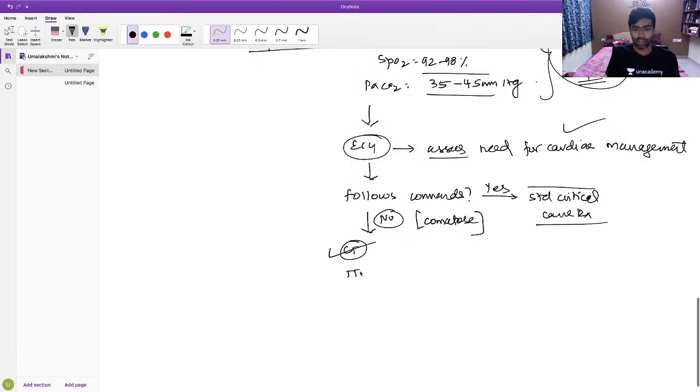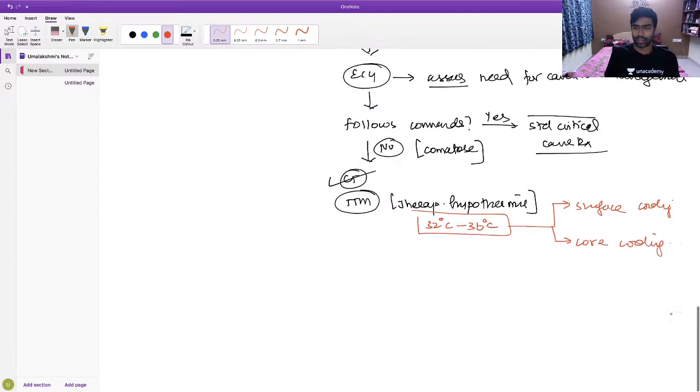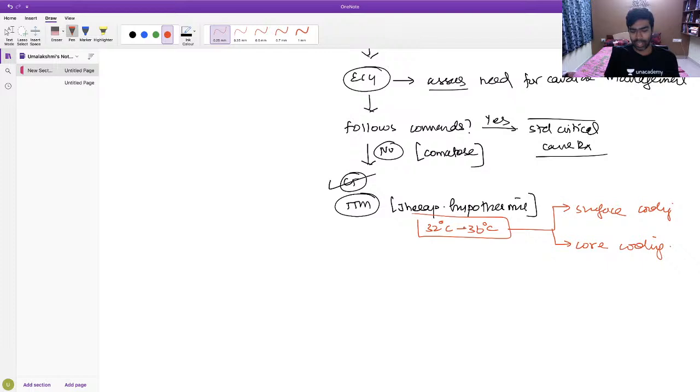And then I need to do something called targeted temperature management, that is TTM. Previously, this was also referred to as therapeutic hypothermia. So what do you mean by targeted temperature management? I need to maintain the body temperature approximately between 32 degrees Celsius and 36 degrees Celsius by a variety of cooling techniques. There are two types of cooling techniques basically. One is called surface cooling techniques. Second is core cooling techniques. This is the temperature I need to set as far as the TTM is concerned, for a minimum of approximately 24 hours.